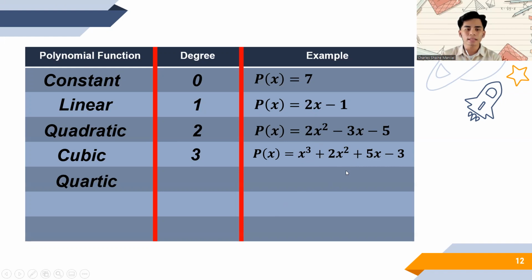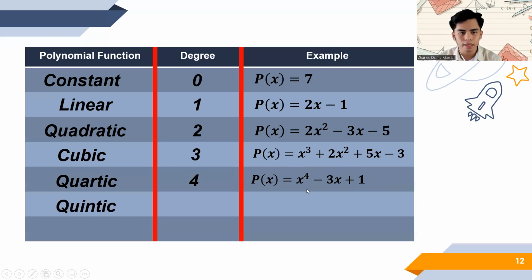Next, we have quartic. Pag sinabi natin quartic, from the word quart, 4. Opo. 4 yung exponent ng first term niya. So we have x raised to 4 minus 3x plus 1. That's an example of a quartic function. Next, we have quintic. Opo. Quintic function. Pag sinabing quintic, from the word quinta, 5. Opo, or 5 yung degree niya. So, ibig sabihin yung pinakamataas na degree niya is 5. x raised to 5 minus 2x. That's an example of a quintic function.